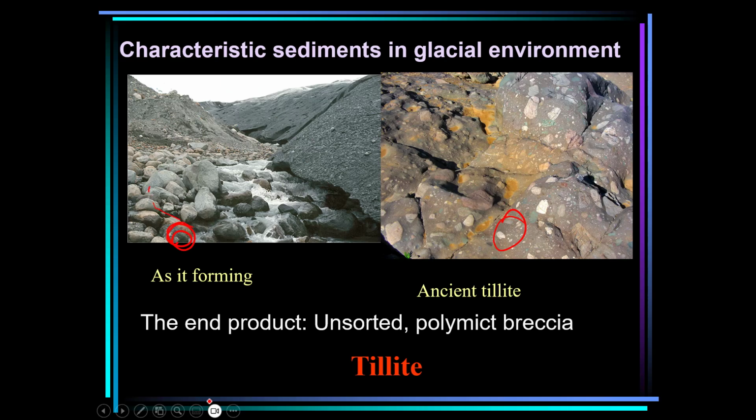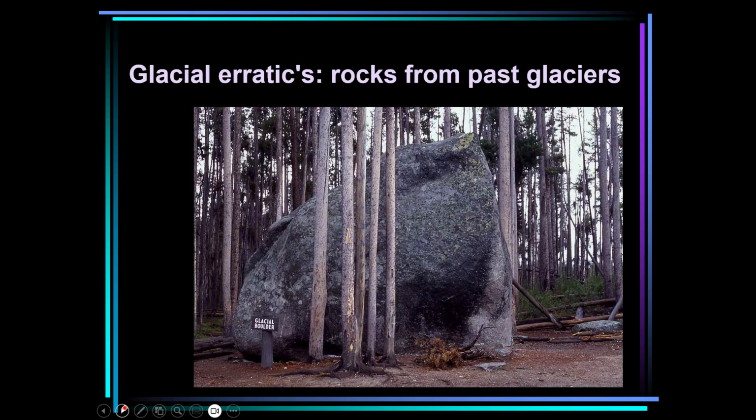And then there are finer grain stuff as well. So you could see every kind of grain size in a glacier. As I say, very unsorted. Then you will find these classic glacial erratics, which are big, big rocks, which were at one time in the glacier, but when it melted, it just dropped it, and then nothing can move it anymore.